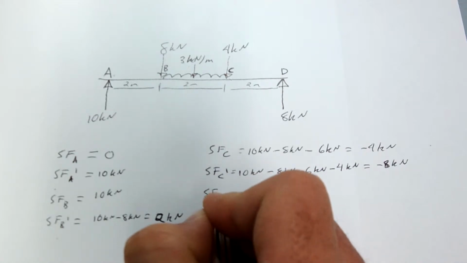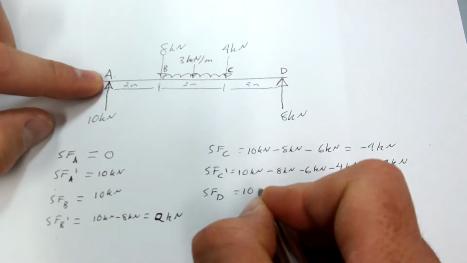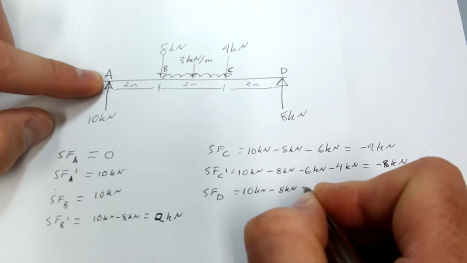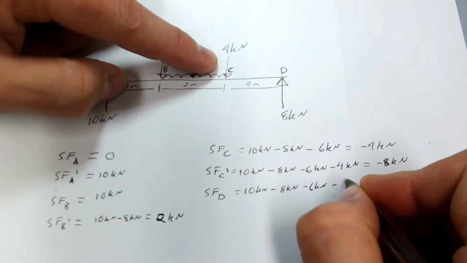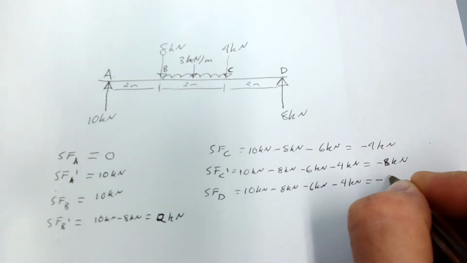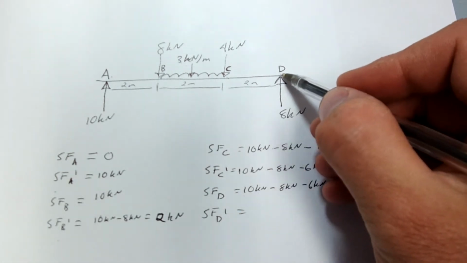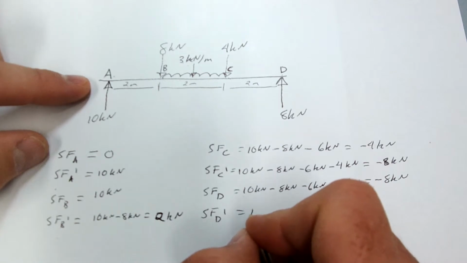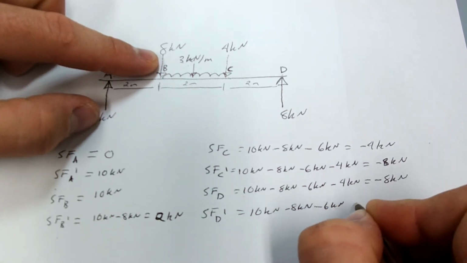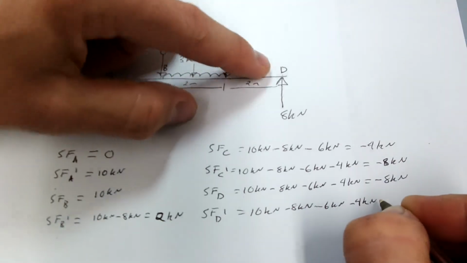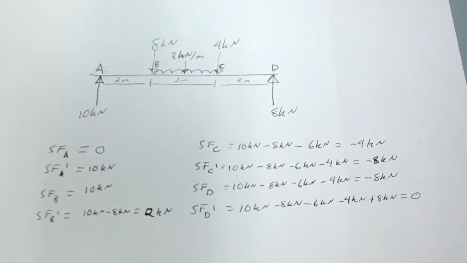Finally, shear force at point D. Just to the left of the point, you get 10 in the positive direction, take 8 kilonewtons, take 3 kilonewtons over 2 meters, that's the same as 6 kilonewtons, take the 4 kilonewtons, so we get negative 8 kilonewtons again. And shear force at point D prime, just to the right of that point. We get 10 kilonewtons, take 8 kilonewtons, take 6 kilonewtons, take 4 kilonewtons, and we have to include this one now, plus 8 kilonewtons, and you'll find that actually equals 0. So we have all our points now.